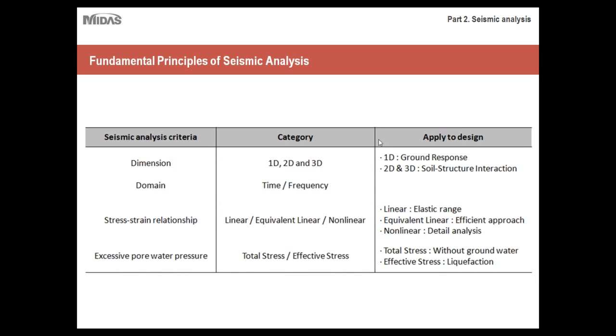Okay, for those of you who attended session 1, this table should be fairly familiar. It's a chart that denotes the various criteria that we take into account for seismic analysis, such as dimension and domain. You have various categories for them, and as far as the application to design, dimension is a function of 1D ground response analysis, which we'll discuss shortly. As well as the stress-strain relationships, which are also very important.